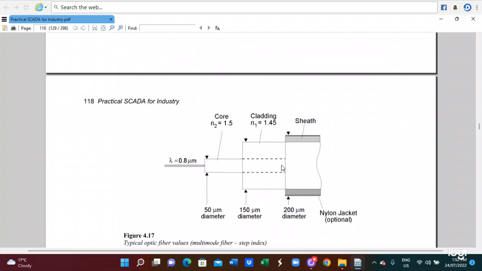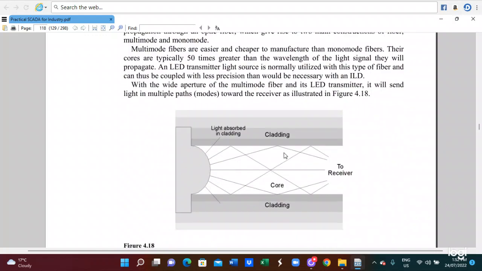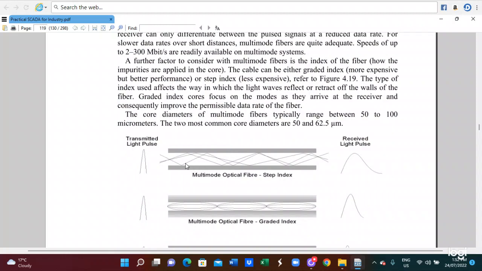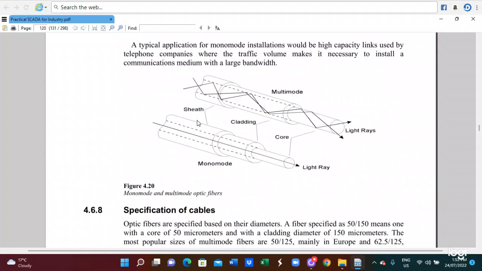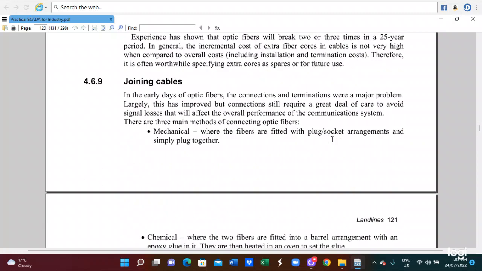Here is the cable cladding. So how the cables are arranged, how the cable sheaths are arranged. Also mode of propagation, cable cladding method, and light transmission method, lighting system. Also the specification of the cable. Also this is the joining of the cable.